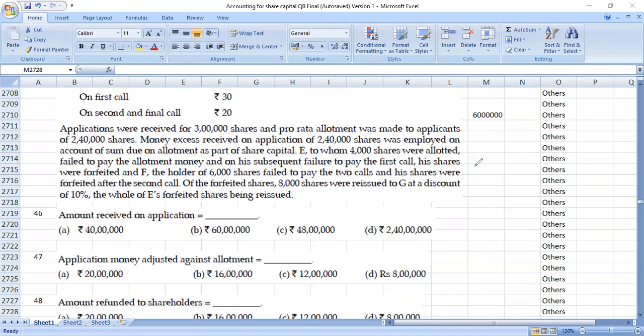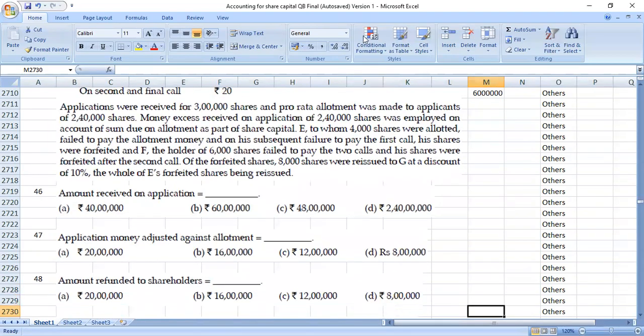Next question, அது ஒரு hint கொடுக்குற மாதிரியே அடுத்த question. Amount refunded to shareholders. ஷேர்ஹோல்டர்ஸ்க்கு எவ்வளவு பணம் ரீஃபண்ட் பண்ணியிருப்போம்? ப்ரோ ரேட்டாவை அலாட் பண்ணும்போது ரீஃபண்ட் பண்ண மாட்டோம். ரிஜெக்ட் பண்ண 60,000 அப்ளிகேஷன்ஸ்க்கு அவங்க கொடுத்த அப்ளிகேஷன் மணி ஆஃப் 20 rupees வந்து நம்ம ரீஃபண்ட் பண்ணிடுவோம். ஸோ த ஆன்சர் ஃபார் திஸ் கொஸ்டின் வுட் பி 12 followed by 5 zeros, 12 lakh rupees.